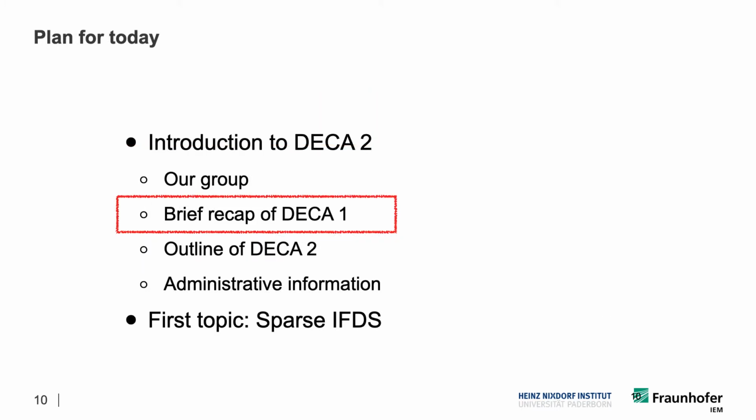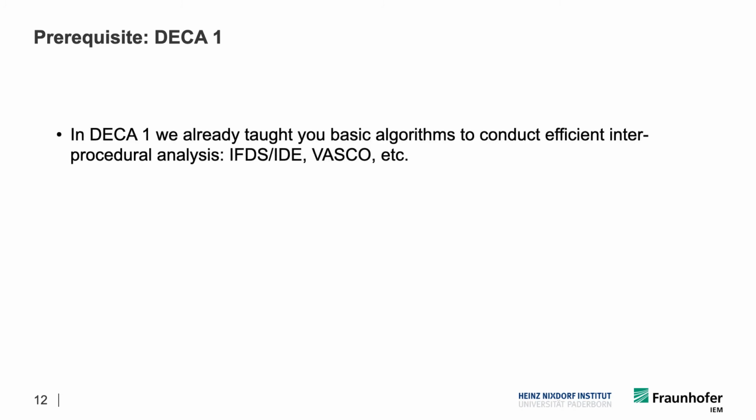So with that, I want to briefly recap what I have covered in DECA 1 already, so that you can see how it connects to DECA 2 and what we will cover in DECA 2 in addition to that. So in DECA 1, which is a prerequisite for this course, we already taught you basic algorithms to conduct efficient inter-procedural data flow analysis, right? So we started with intra-procedural analysis. We even discussed flow insensitive algorithms, and type systems, and so on.